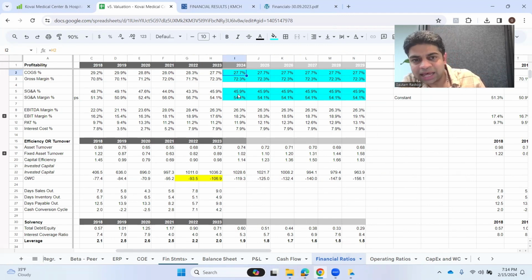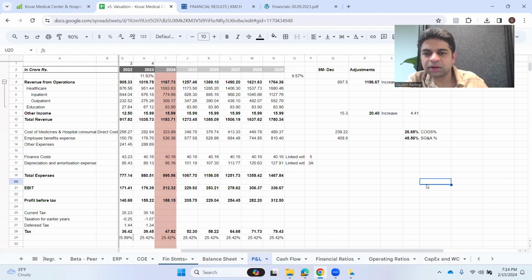Their SG&A is 45.56, ours is 45.9. So it's very close, and again they are lower. As I said, they are a little more profitable than we expected, but just a little bit more. Not a huge difference. So we'll make these adjustments.